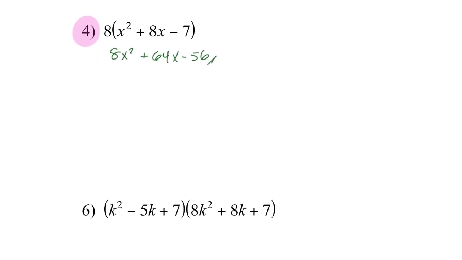Okay, so this one I don't have a variable, so I'm just distributing. So I'm multiplying 8 times x squared, 8x squared. Then 8 times 8x is 64x, and then 8 times negative 7 is negative 56.